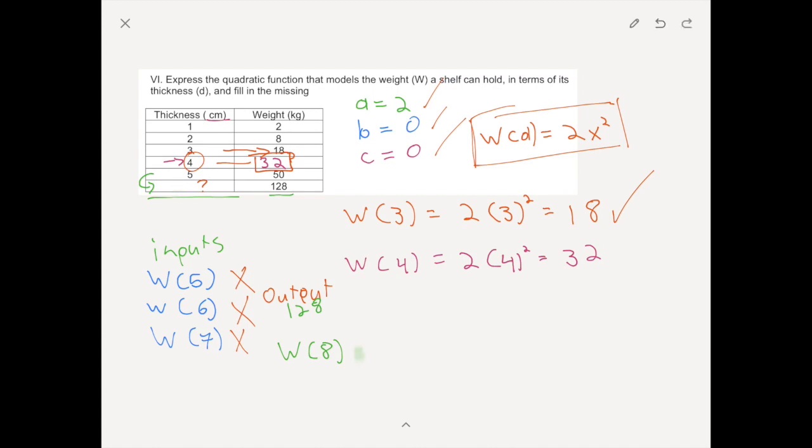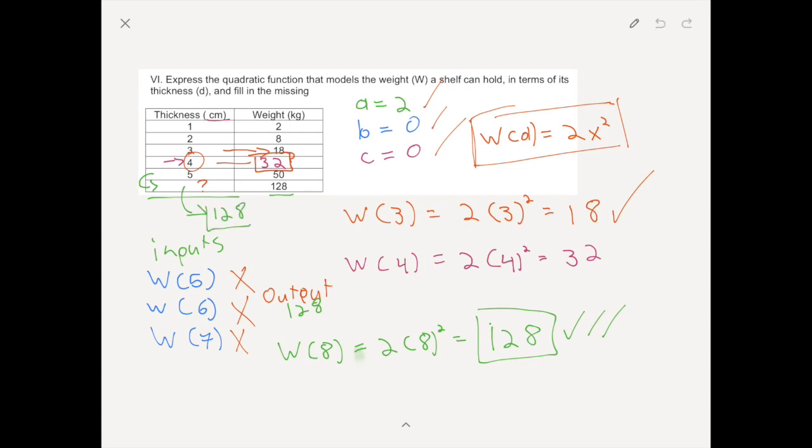So if we go all the way to 8, we substitute it. So it's going to be 2 times 8 squared. 8 squared is 64, times 2 is 128. That is the actual output we are searching. So the answer right here is 128.